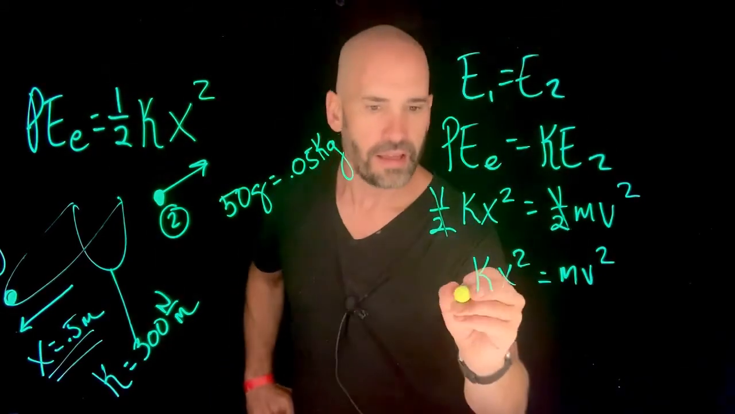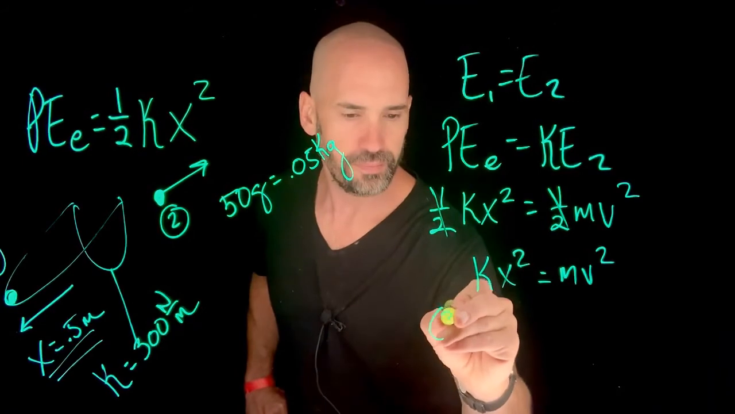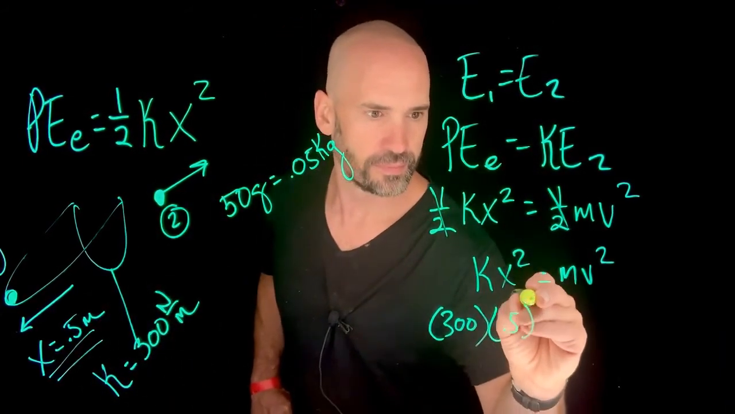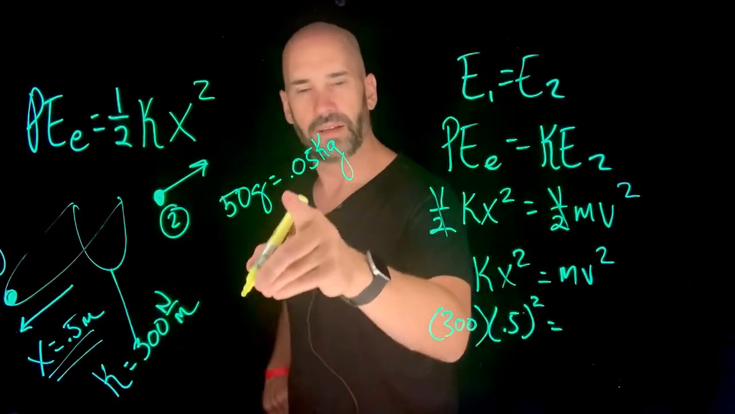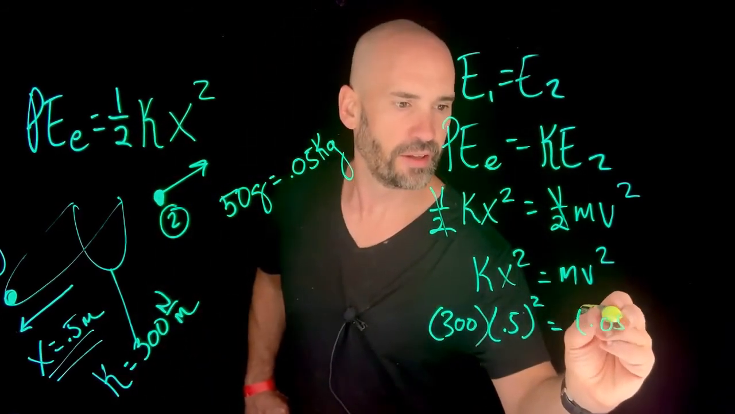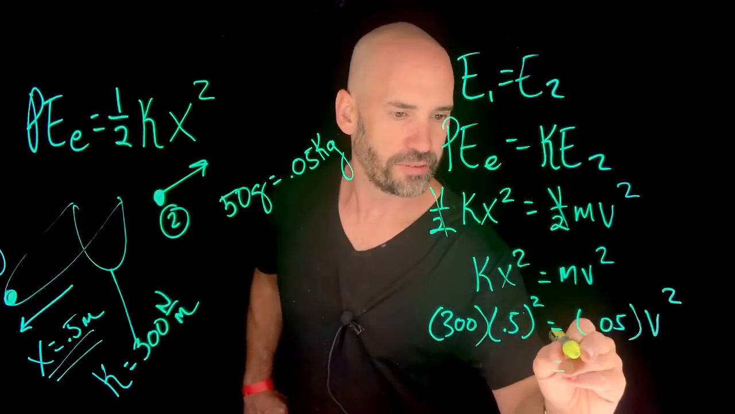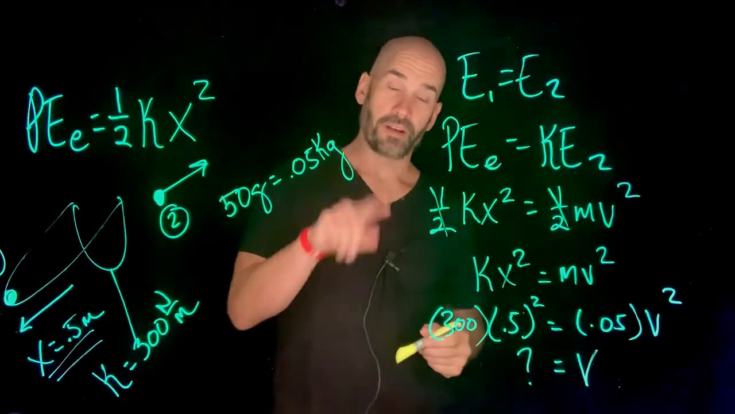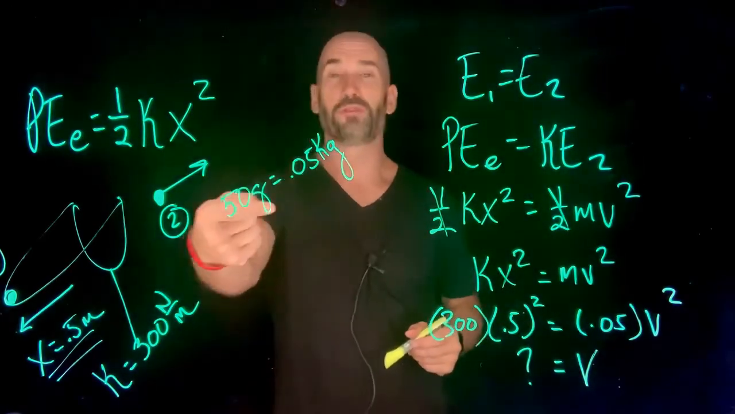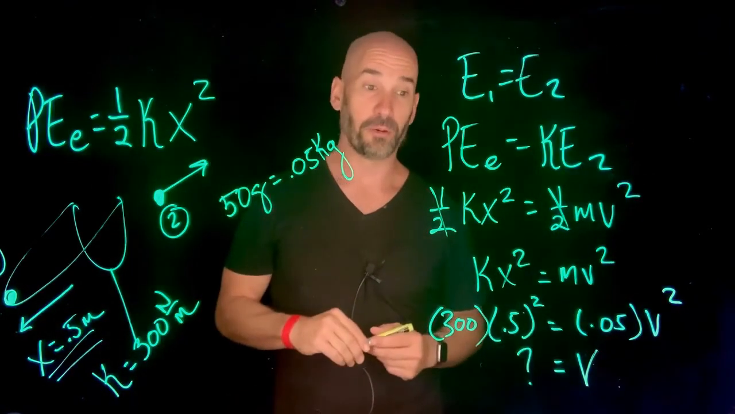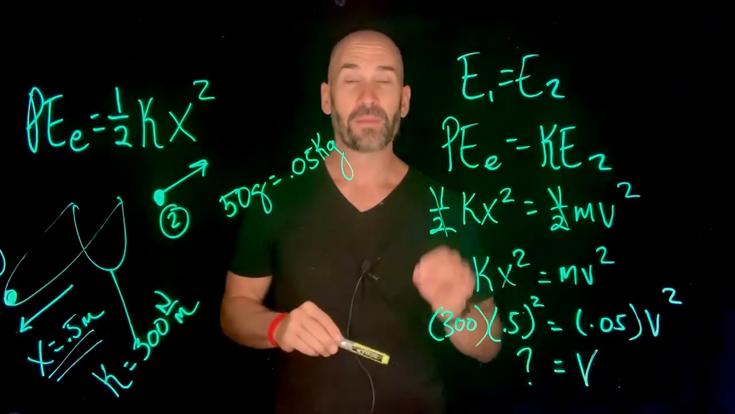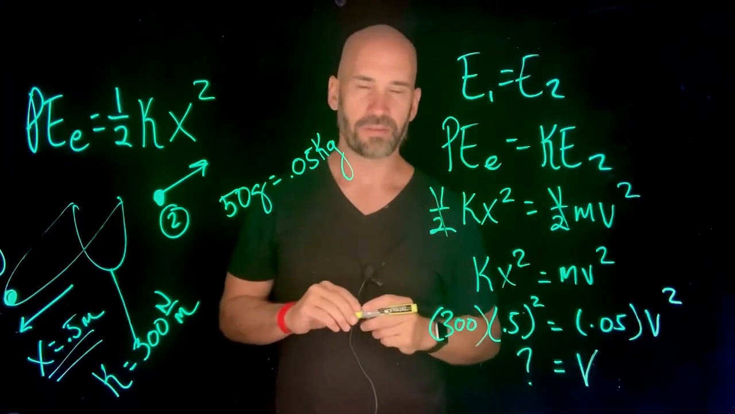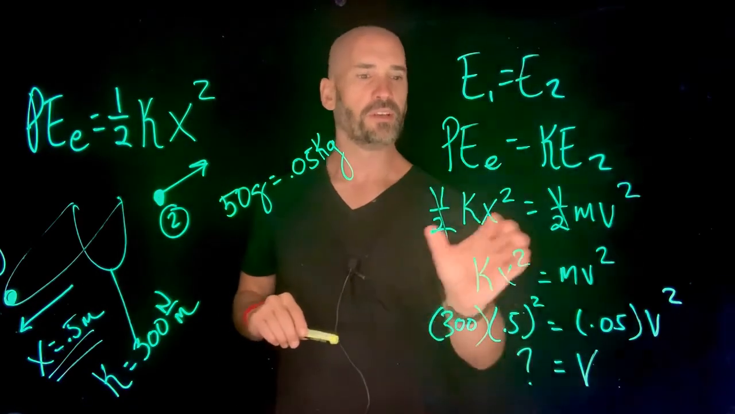So my k is 300, my x is 0.5, and my mass is 0.05. And I want to solve for v. Now, here's the problem. My calculator is in the camera, which is recording me right now, so I don't have an answer for you. But I would love for you to put this in your calculator and see what the speed of a pebble after the slingshot is. The important thing is you know how to calculate it.